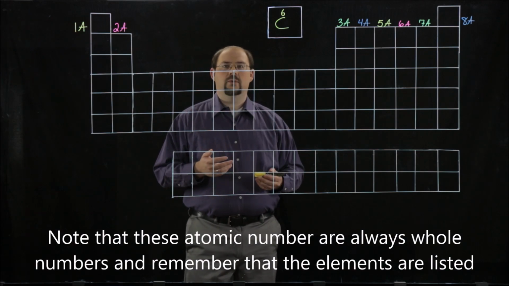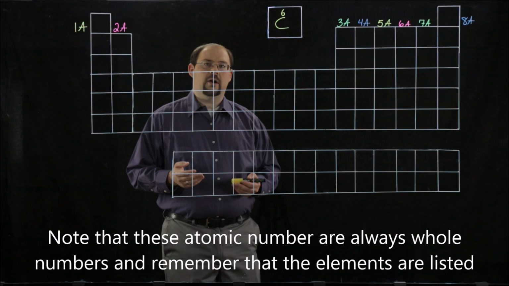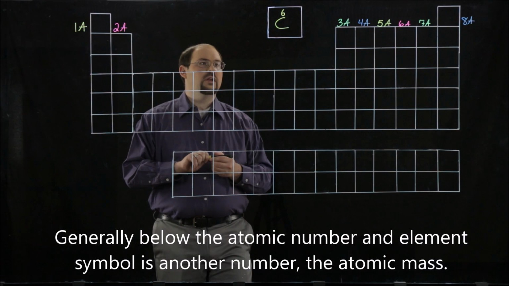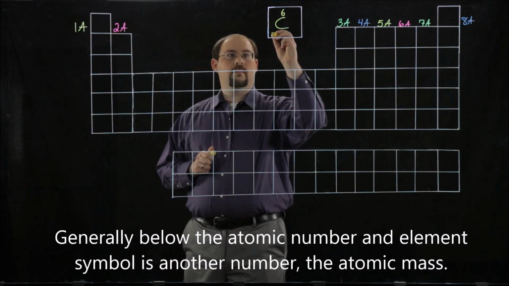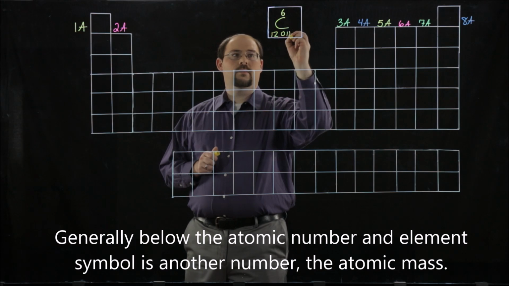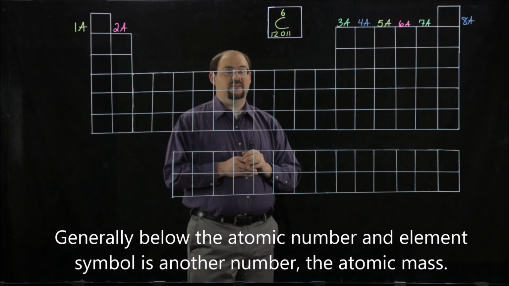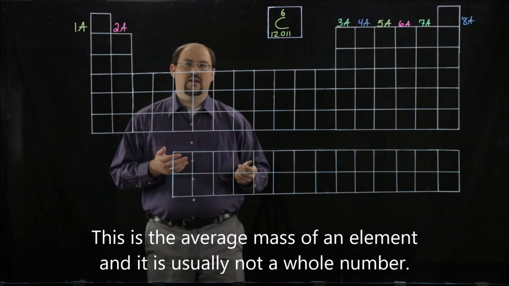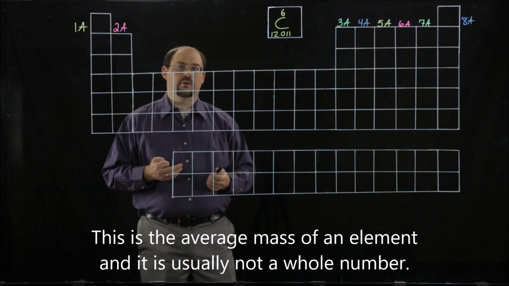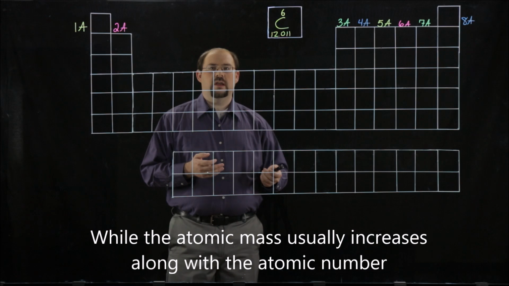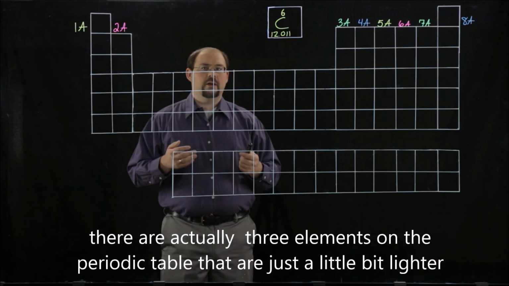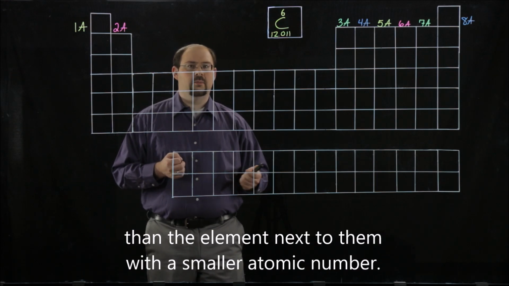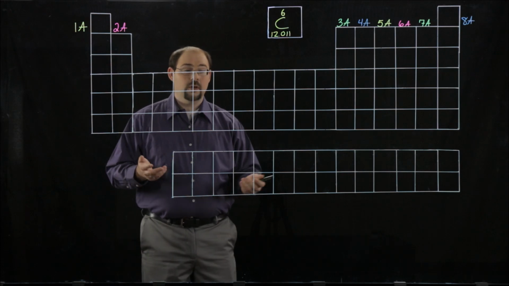Note that these atomic numbers are always whole numbers, and remember that our elements are listed in increasing atomic number on the periodic table. Generally, below the atomic number and element symbol is another number, the atomic mass. Now, this is the average mass of an element, and it is usually not a whole number. While the atomic mass usually increases along with the atomic number, there are actually 3 elements on the periodic table that are just a little bit lighter than the element next to them with a smaller atomic number. You should try and find them.